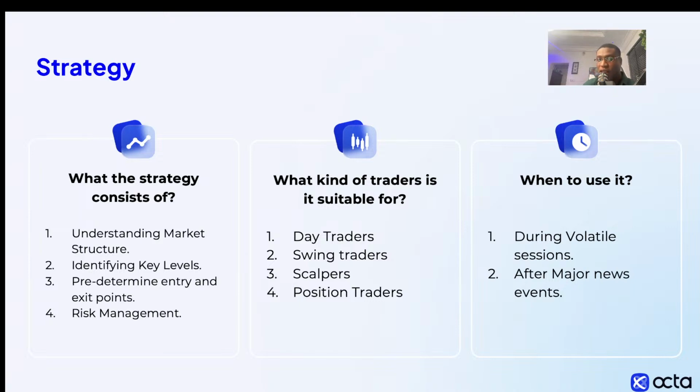Okay, what kind of traders is the strategy suitable for? Basically all types of traders, right? Day traders, swing traders, scalpers, and position traders. Now, the zone trading strategy is a kind of strategy that requires a lot of patience because you're literally waiting for the market to get into your zones, right? And that means you have to look at the market and understand that this is a market that's going to be trending about 60% of the time, and 40% of the time is going to be ranging, right?